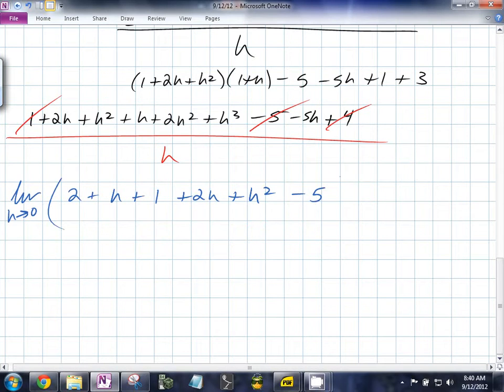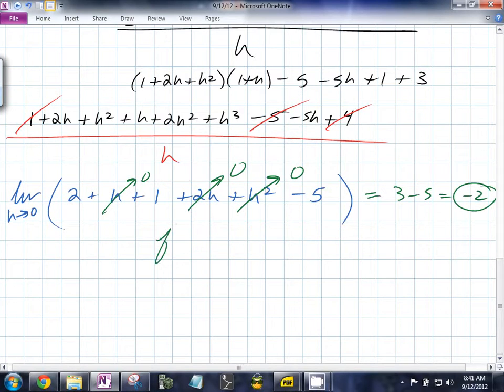So a lot of these just go away. 0, 0, 0. So what are you left with? 3 minus 5 is negative 2. So you know that f prime of 1 is what? Negative 2. And you're going through the point 1 comma f of 1.